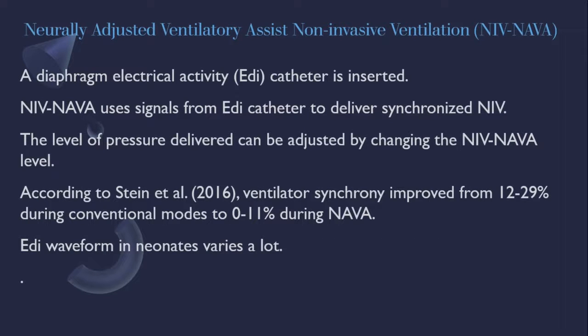So the solution to that is neurally adjusted ventilator assist non-invasive ventilation, or NIV-NAVA. How NIV-NAVA works is through a diaphragm electrical activity, or EDI, catheter. It's inserted like an OG tube. NIV-NAVA uses signals from the EDI catheter to deliver synchronized NIV. So it's communicating with the phrenic nerve and diaphragm activity. The level of pressure delivered can be adjusted on the ventilator by changing the NIV-NAVA level.